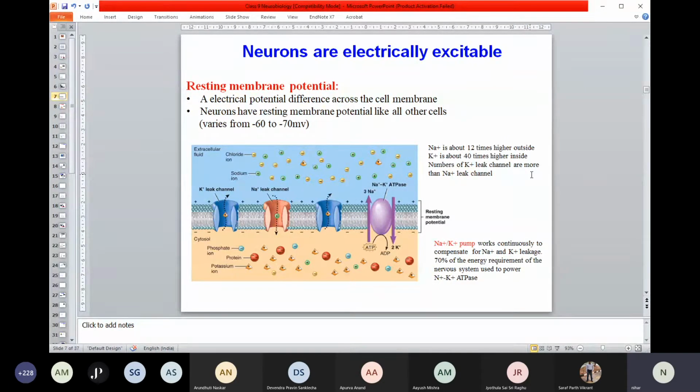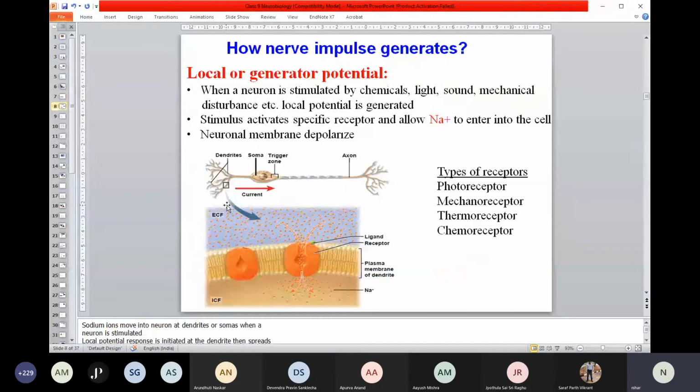So this is how the resting membrane potential is maintained in the neuronal membrane under normal circumstances. Here I have mentioned only a few channels, and I'll come up with some other channels later, but these are the channels primarily involved in maintaining resting membrane potential: the sodium ion leak channel, the potassium ion leak channel, and the sodium potassium ATPase pump. Okay, let's go to the next step.